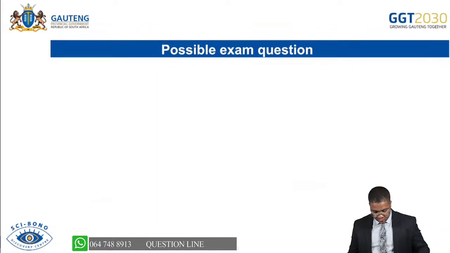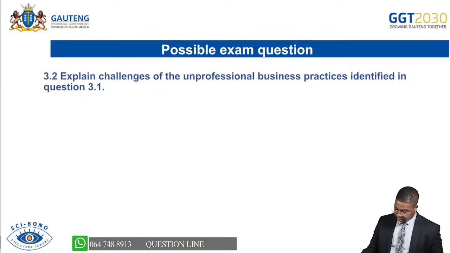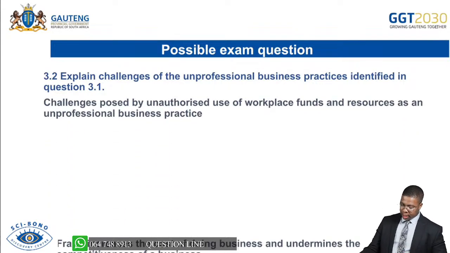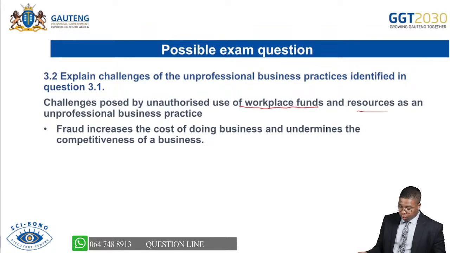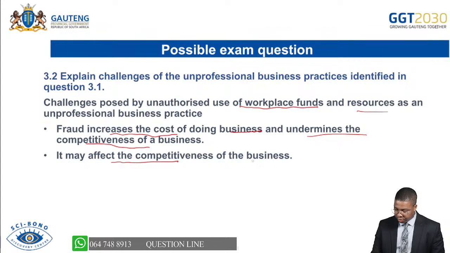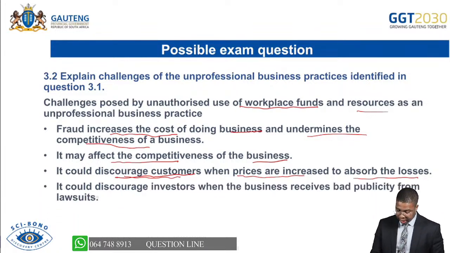Then as we proceed, we look into what now? The challenges of the identified unprofessional business practices. What are the challenges that will be posed by the director using the workplace funds and resources for their personal use? First, it increases the cost of doing business and undermines the competitiveness of the business. Number two, it may affect the competitiveness of the what? Business. That's number two. Then it could discourage customers from what now? It could discourage customers when prices are increased to absorb the losses that were caused by unauthorized use of workplace funds and resources. And another challenge could be discourages investors when the business receives bad publicity.